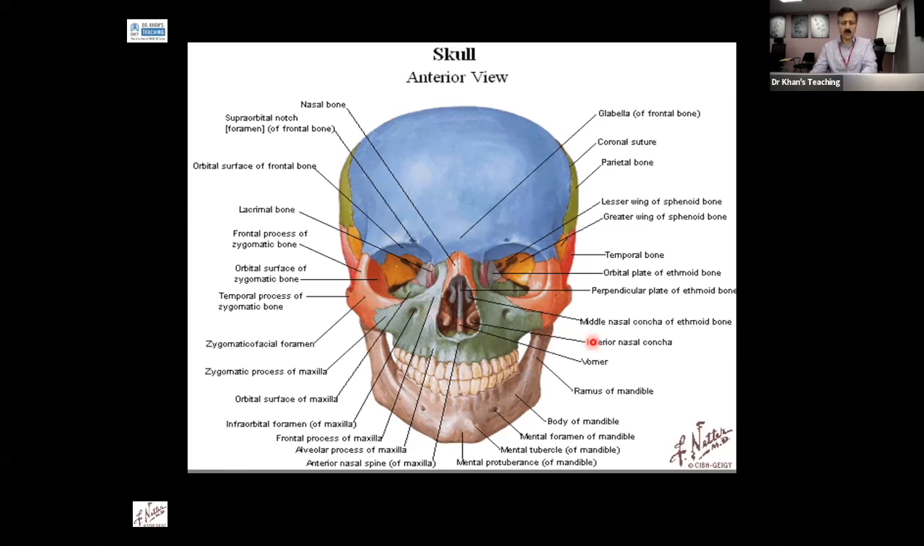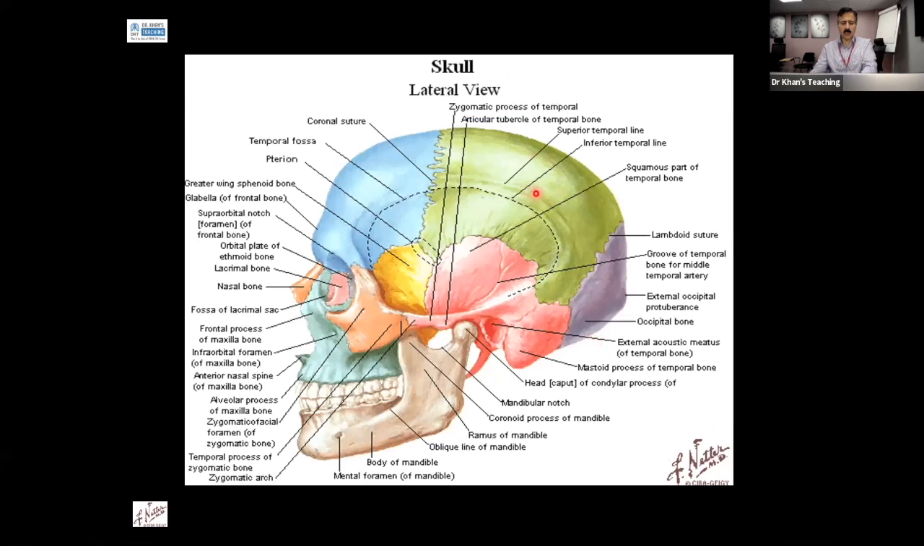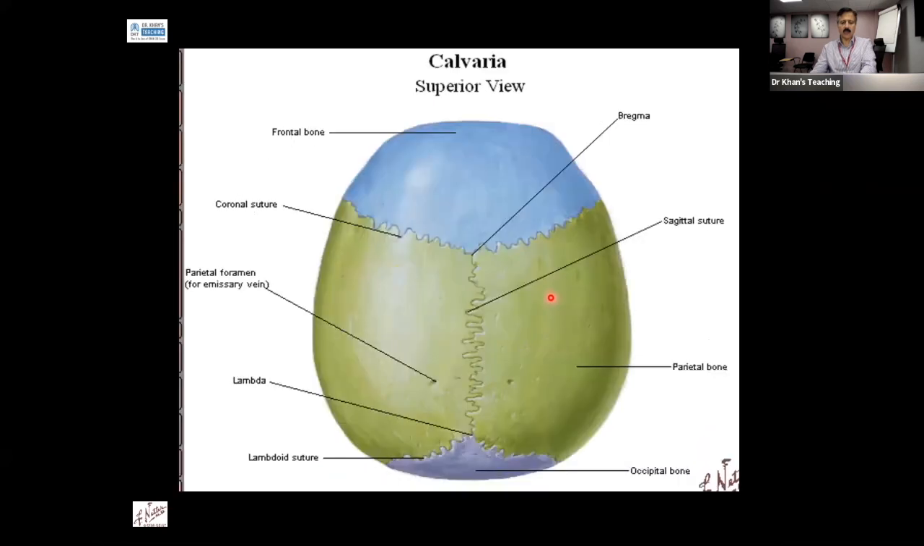So we know the name of the bones. So this is the parietal bone, this is the frontal bone, the occipital bone, the temporal bone, the sphenoid bone. And this is the coronal suture, and this is the lambdoid suture. Here, one relevant point is that if you look at the sutures, this is the coronal suture, this is the sagittal suture. The junction of these is known as bregma. One thing is this parietal foramen.